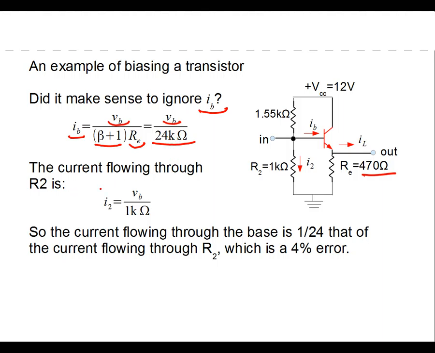Okay, what's the current that's flowing through R2? Well, it's the same idea. It has the same potential across it, but in this case it's only 1 k ohm. And so it's very clear to see that the amount of current going through R2 is about 24 times that going through the base. So if we ignore the base current, we only end up with a 4% error. Now, if you don't want to ignore the base current, all it does is add a little bit more algebra to your calculation. But in many cases, we can ignore the base current. It makes it easier, and it doesn't really change the design.